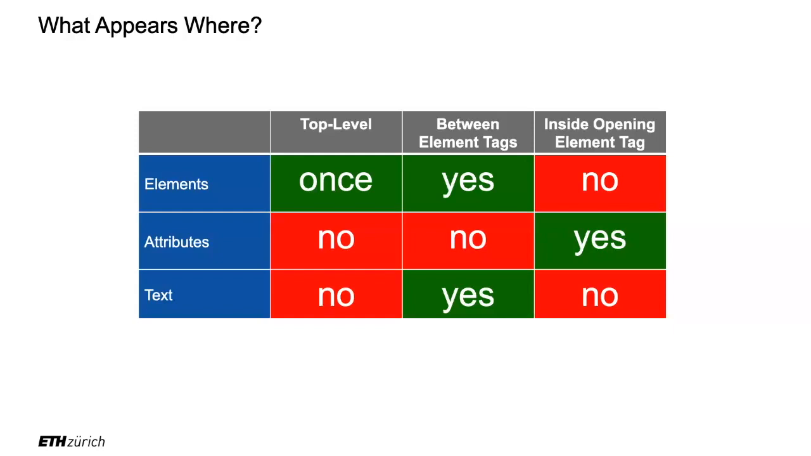It cannot be top level. It cannot be between element tags. Well, technically, you could write attribute equals blah blah blah between element tags, but that will just be text. It's not going to be interpreted as an attribute. And text is between element tags. If it's inside an attribute, that's not text. It's just an attribute value. Now we have another question with XPath.